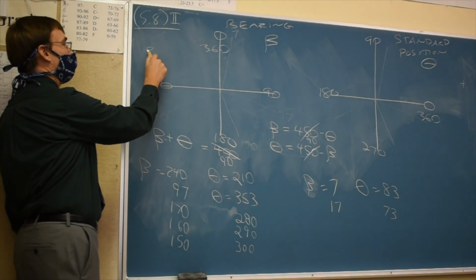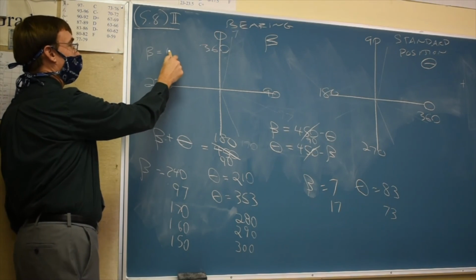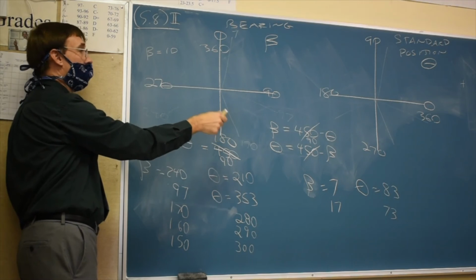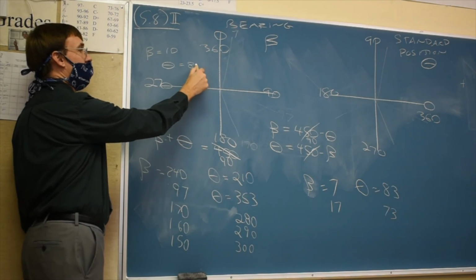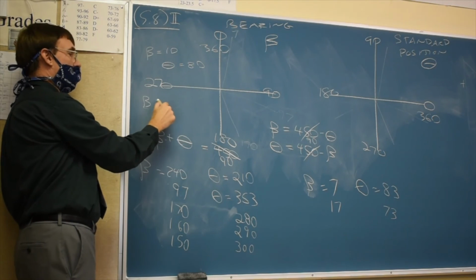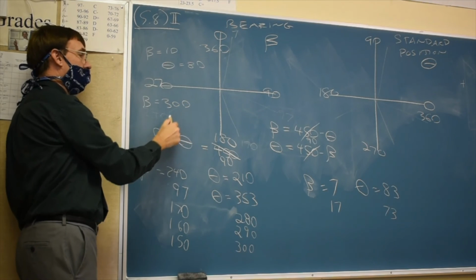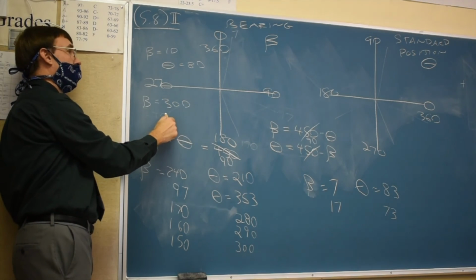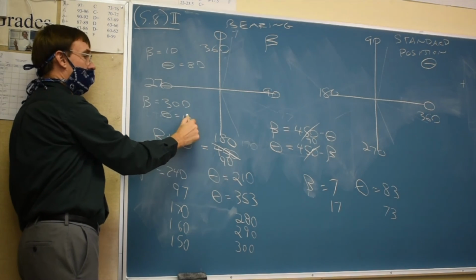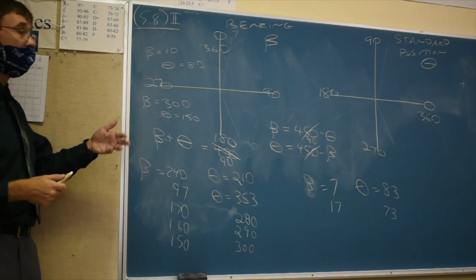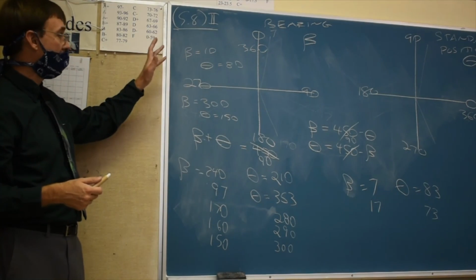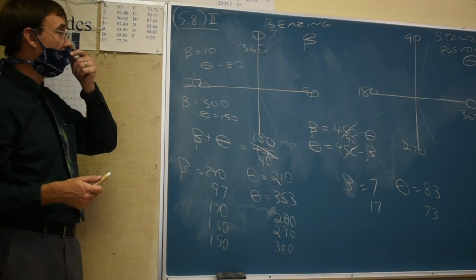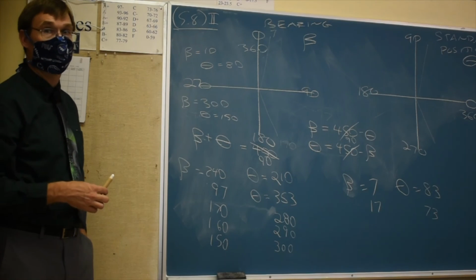So if I would say to you, one of these is 10, well, you'd want to do 90 minus. The other one is 80. But if I say one of these is 300, then you want to do 450 minus, and the other one's 150. But we can just do a conversion from one to the other if we go 90 minus or 450 minus. Question about that?